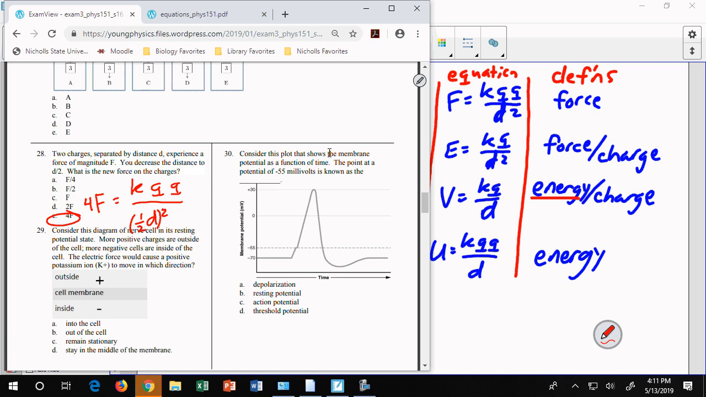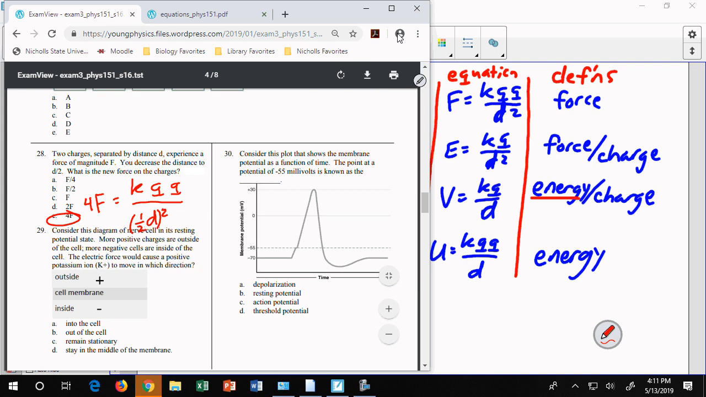This is 16. All right, what else on this one?